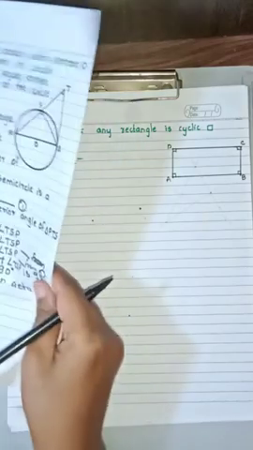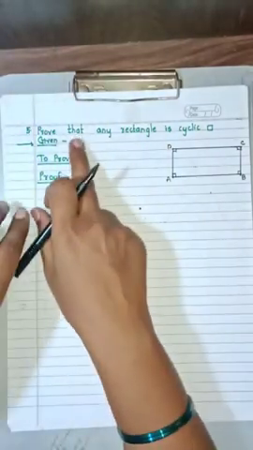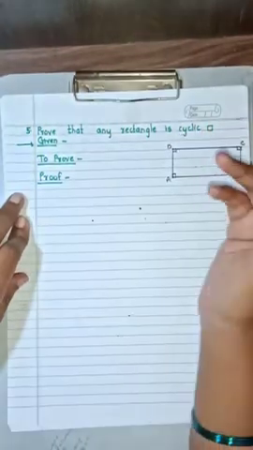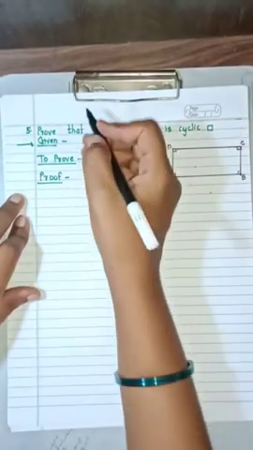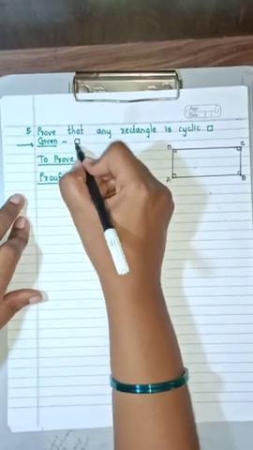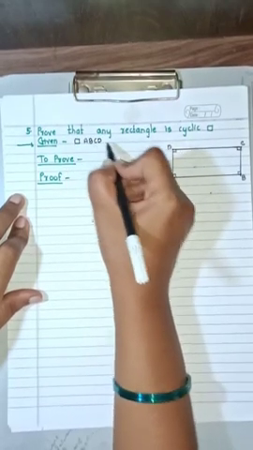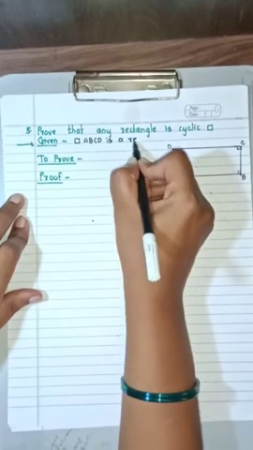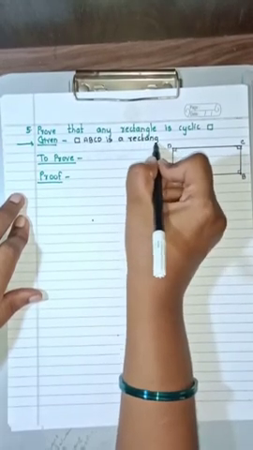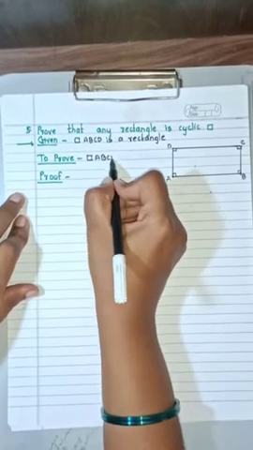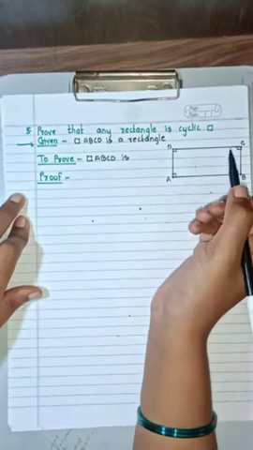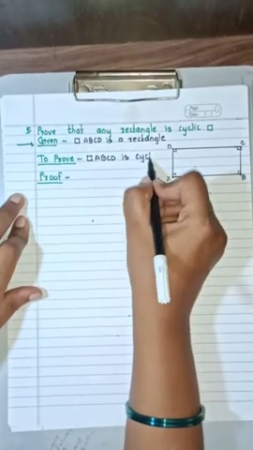Okay, now let us move on towards question number 5. Now in question number 5 they have asked you to prove that any rectangle is a cyclic quadrilateral. So what they have given you is that quadrilateral ABCD is a rectangle. So write it down in given: quadrilateral ABCD is a rectangle. This is given. Okay, you have to prove that quadrilateral ABCD or rectangle ABCD is cyclic.